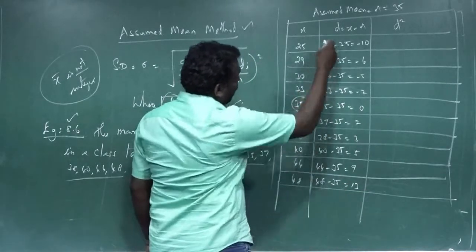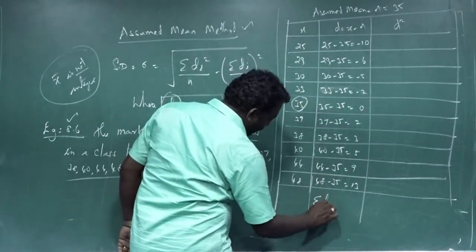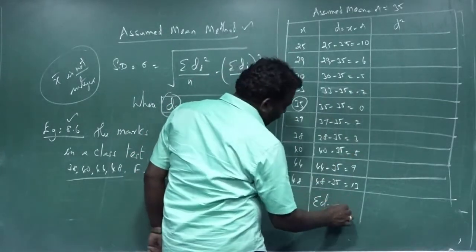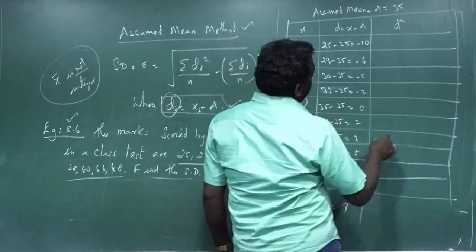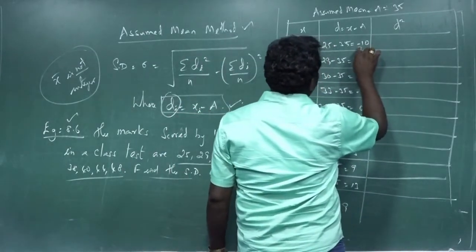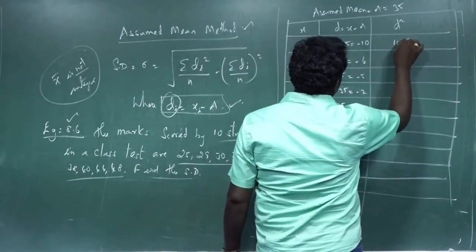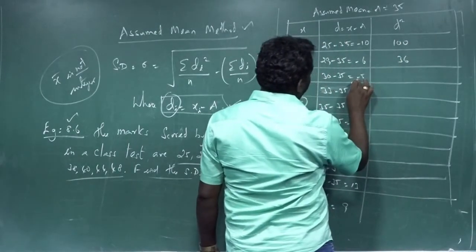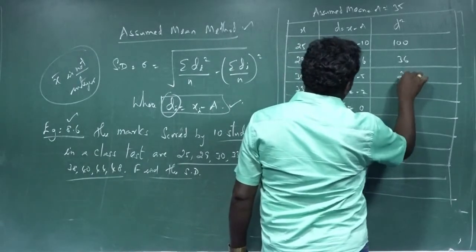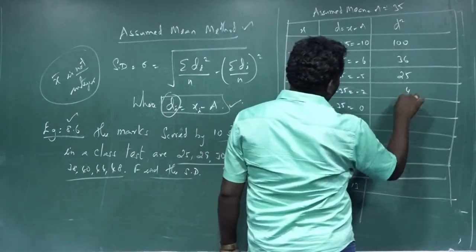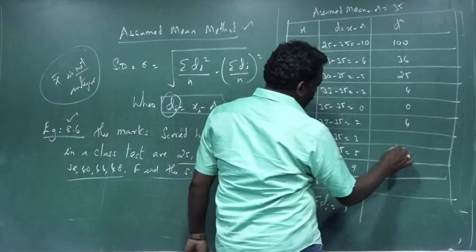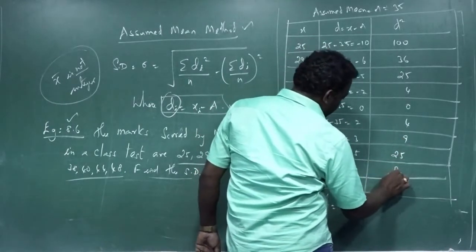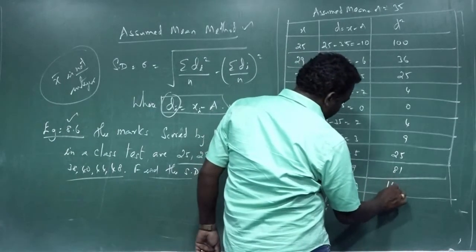So now we obtain the summation of the di values: the total of di is equal to 9. Then take d square: minus 10 squared is 100, minus 6 squared is 36, minus 5 squared is 25, minus 2 squared is 4, 0, then 2 squared is 4, 3 squared is 9, 5 squared is 25, 9 squared is 81, and 13 squared is 169.